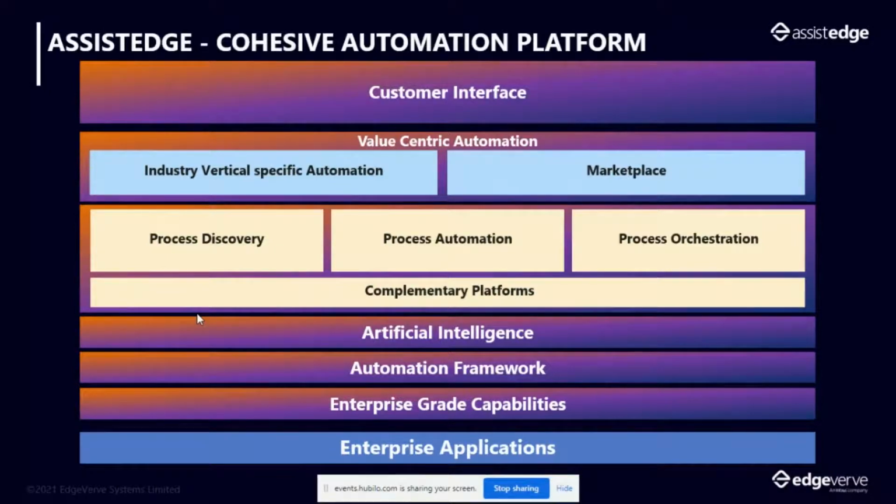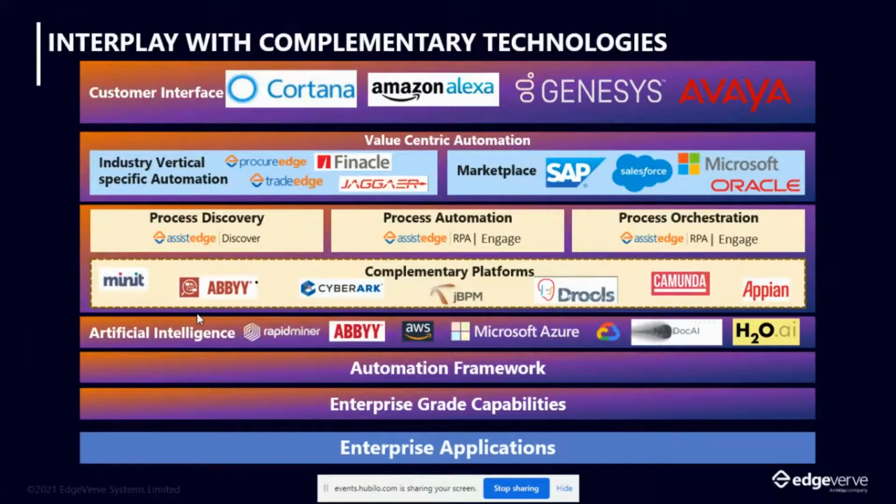So the three core tenets of process discovery, process automation, and process orchestration are ably powered through a native and orchestrated AI layer, and also ably supported by enterprise-grade concerns around scalability, security, reliability, and cloud infrastructure. Next slide, please. Thank you.